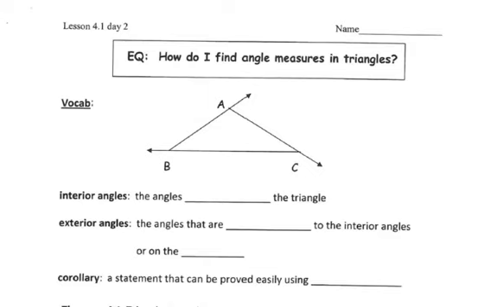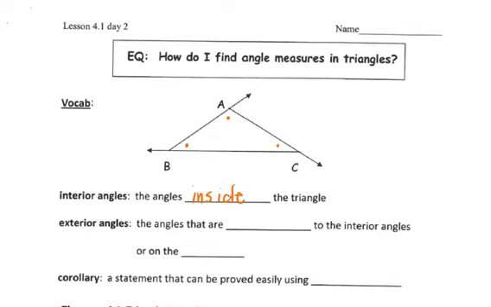This section is all about how to find angle measurements in triangles. First thing we'll discuss is the type of angles that we see surrounding and inside our triangle. Our first set of angles we're going to be seeing are our interior angles, and these are angles that are inside our triangle. So we are looking right here, here, and here.